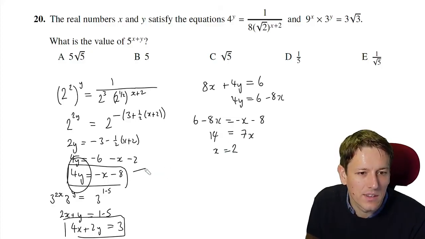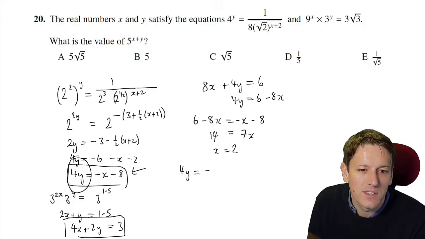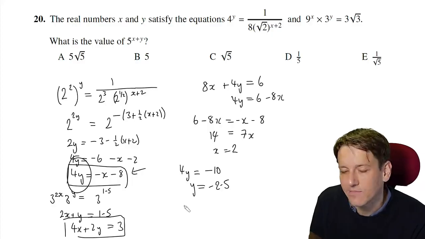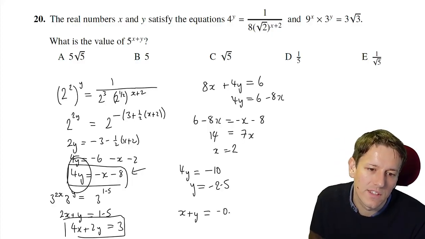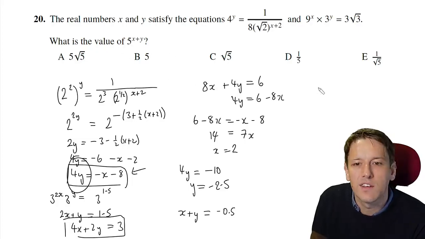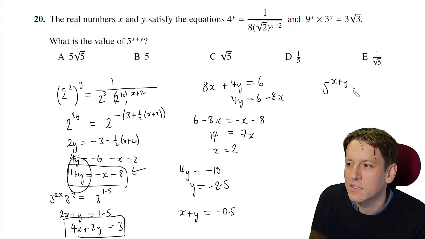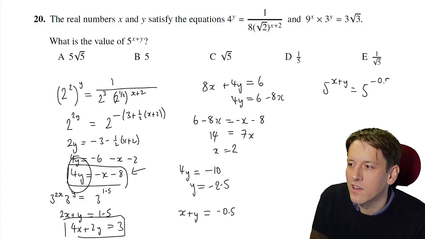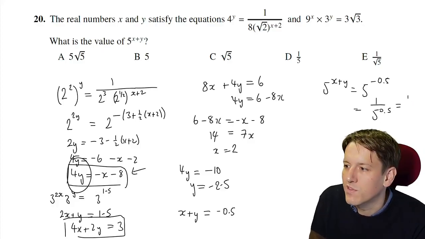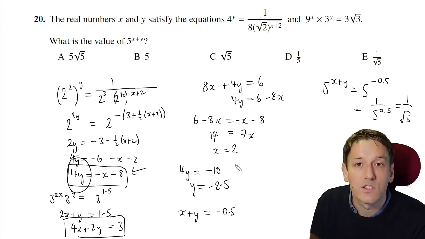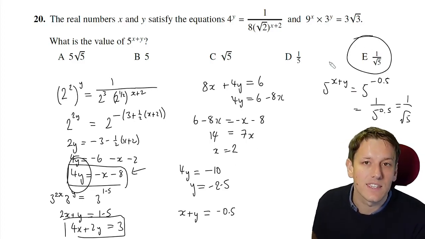And if we just plug that back into one of these equations, let's put it into this one here. I've got 4y is equal to minus 2 minus 8, which is minus 10. So y is minus 2.5. And then that means that x plus y is 2 minus 2.5. That's minus 0.5. So finally 5 to the x plus y, that's 5 to the minus 0.5, that's 1 over 5 to the 0.5, which is 1 over the square root of 5, and so the answer is E.